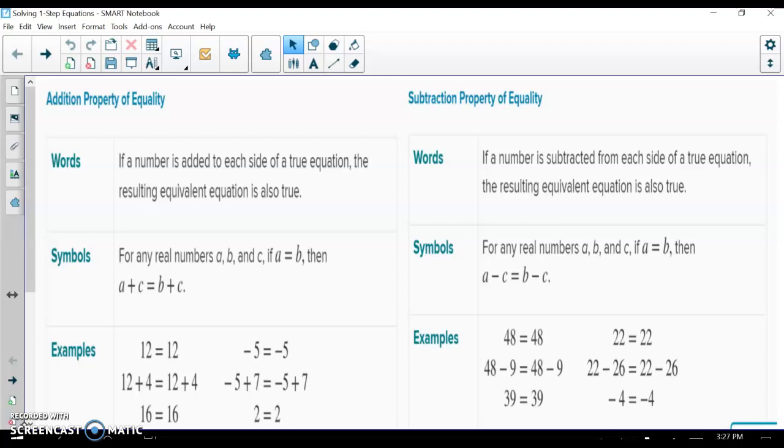For the subtraction property of equality, we have if a number is subtracted from each side of a true equation, the resulting equivalent equation is also true. In symbols, that means for any real numbers a, b, and c, if a is equal to b, then a minus c is equal to b minus c.